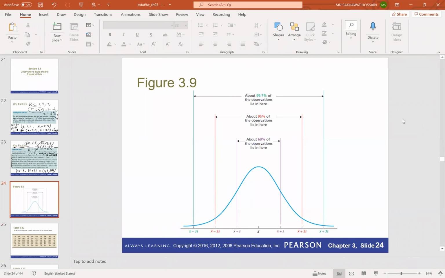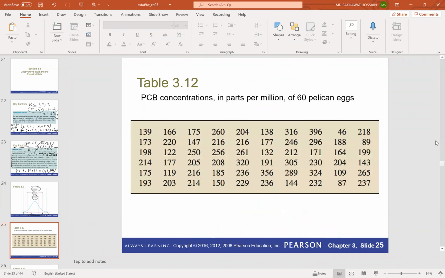If you look at this figure, you can see within one standard deviation, we'll have about 68% of the observations. Within two standard deviations, we'll have 95% of the observations. And within 3 standard deviations, we'll have 99.7% of the observations. Is it clear, or do you have any question?